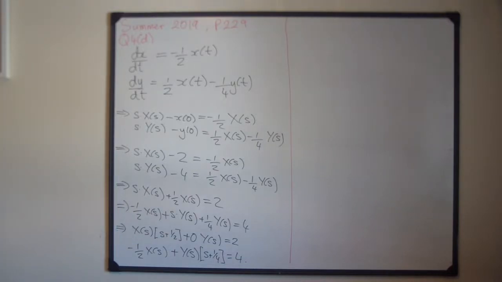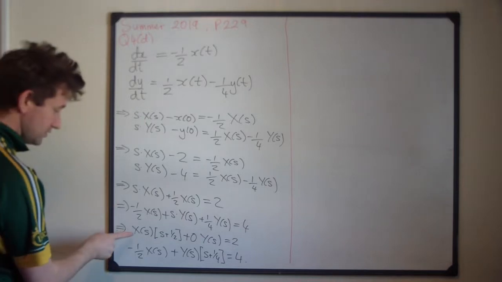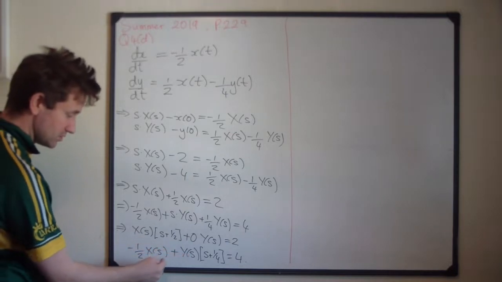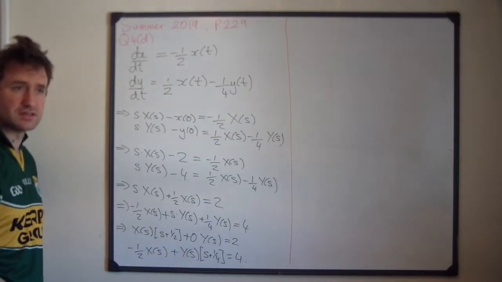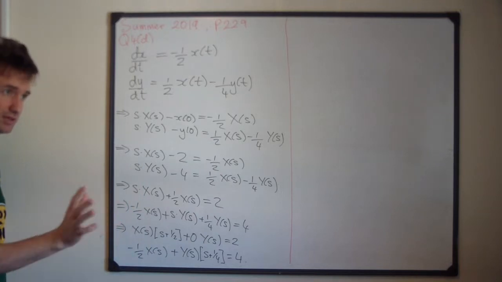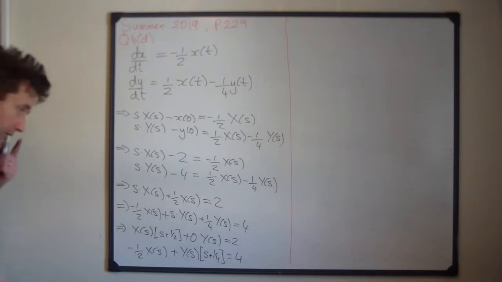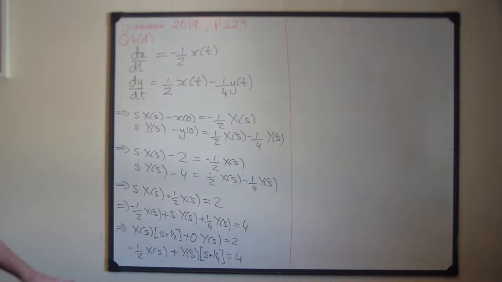So for the last time, it's easy to solve this. You can find X of s very easily, substitute it in here, and then solve for Y of s, send X of s, send Y of s back. Done. Question done. Right, now we're going to forget about that for now. Now, in the harder question, once you have it in this form, you can write it as a matrix equation.